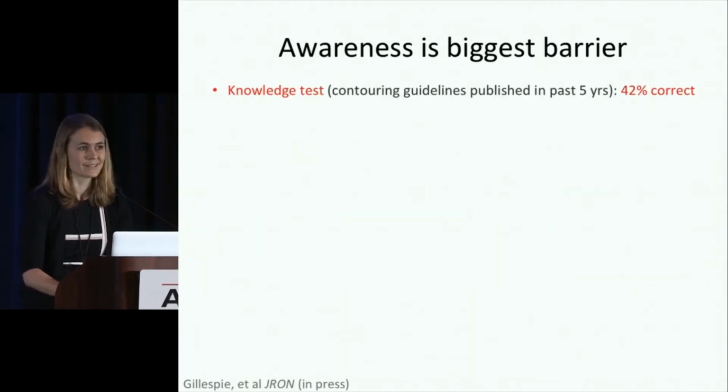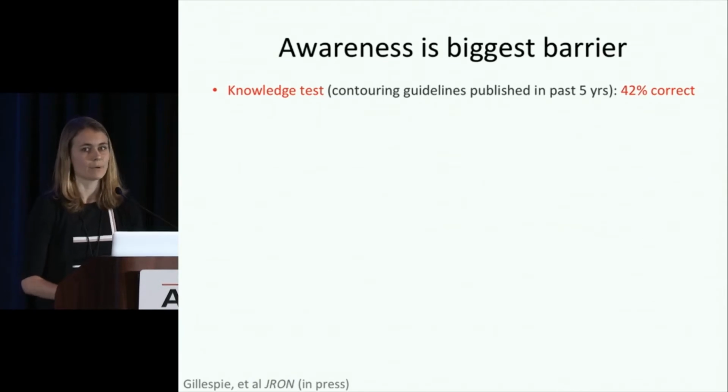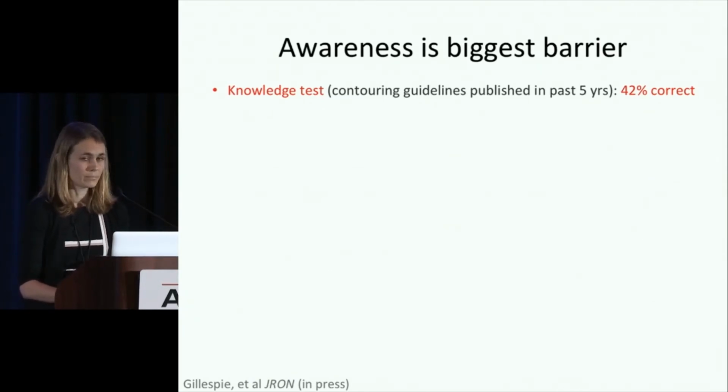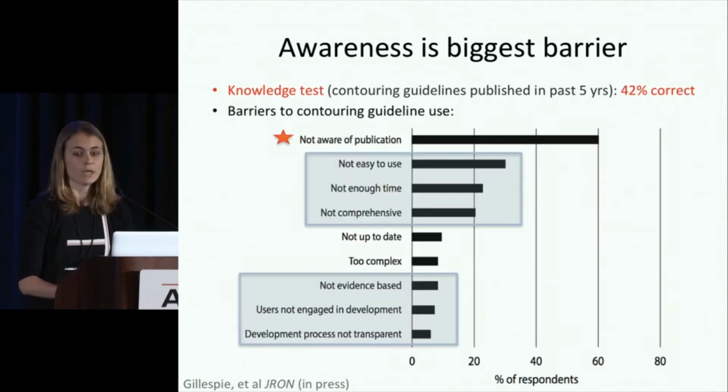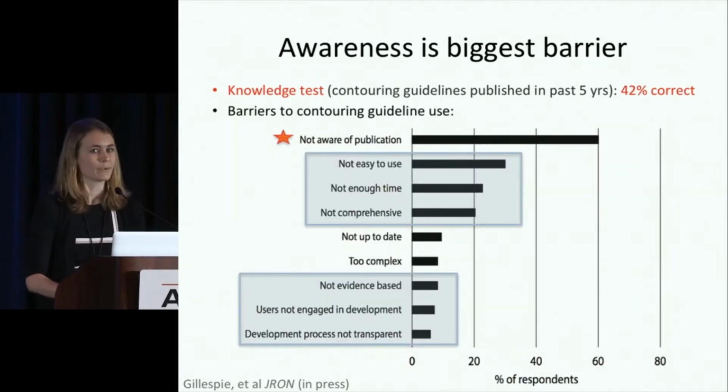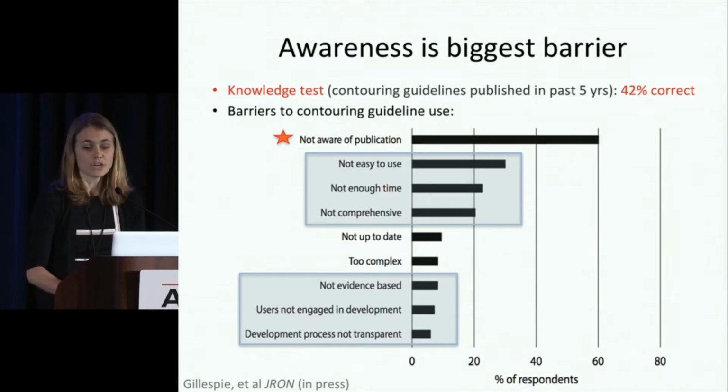And then we actually just tested, there were 7 guidelines that have been published either in the red journal or the green journal, and people actually responded correctly to about 42%. So it means that there are guidelines, there's information out there that we're not aware of. And when we asked about the barriers to actually using the guidelines, the number one thing was just not even knowing that they were necessarily published, and keeping up with the literature is challenging.